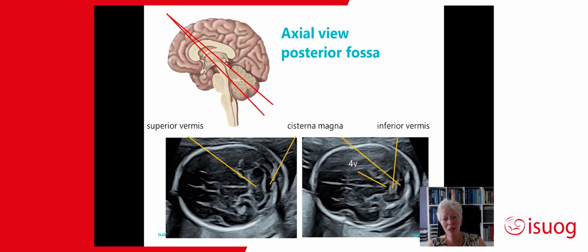And the cisterna magna we find behind the cerebellum, and if we measure the cisterna magna, this should not exceed 10 millimeters. And then of course we can also measure the transcerebellar diameter, which should be in millimeters and should be the same as the gestational age in weeks.